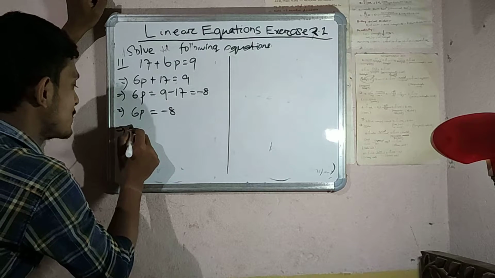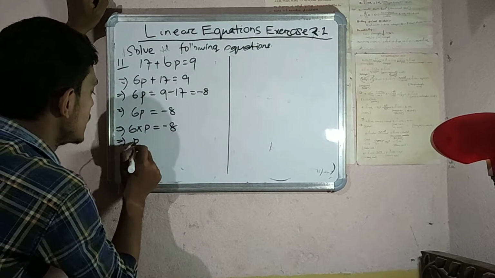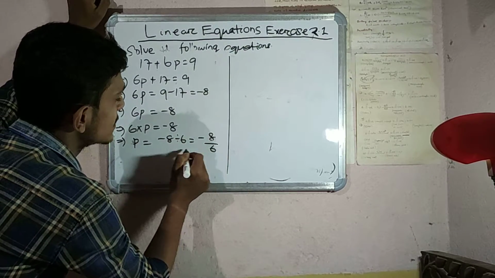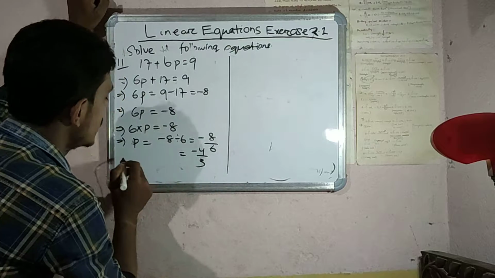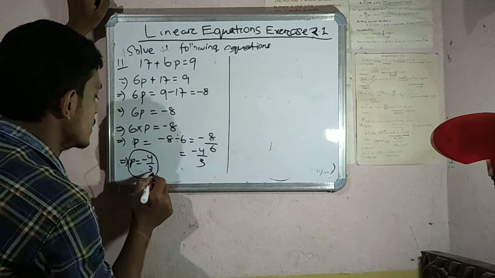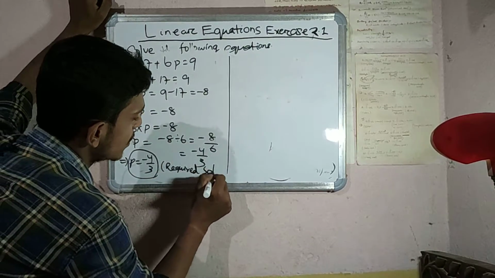So 6p means 6 is multiplied with p to give minus 8. So p is equal to minus 8 divided by 6. That is minus 4 upon 3. So p is equal to minus 4 upon 3. That is the required solution.